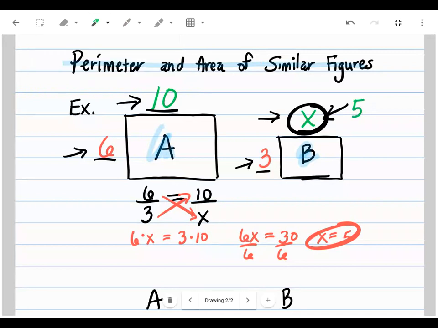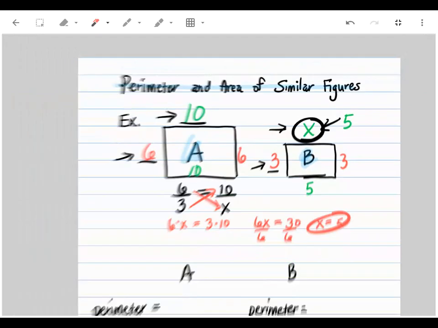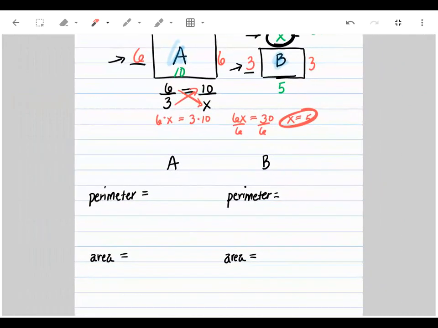All right, so if X is 5, that means this side down here also has to be 5. This side has to be 10. And then this side has to be 6. And this side over here has to be 3. That's important because down here, we're going to actually compute the perimeter and area of each one of these rectangles.